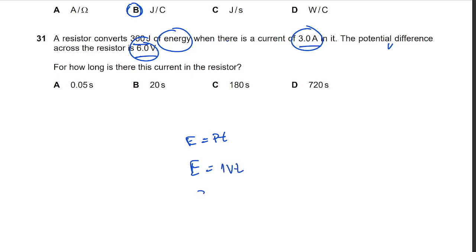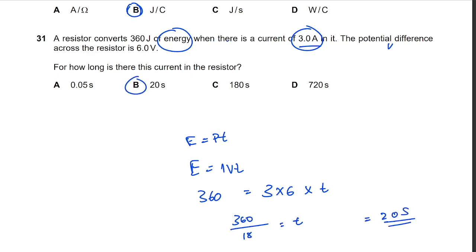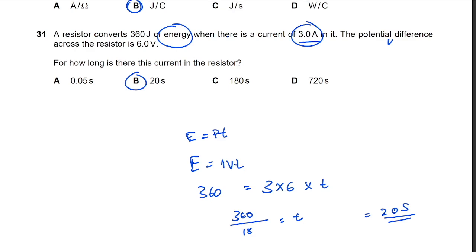So if energy equals 360, which I have blocked, but it's 360, equals the current, which is 3, and voltage, which is 6, times the time, which we don't know. So 360 divided by 18 equals the time, which equals 20 seconds. Quite straightforward here. We use the formula and you get your answer.